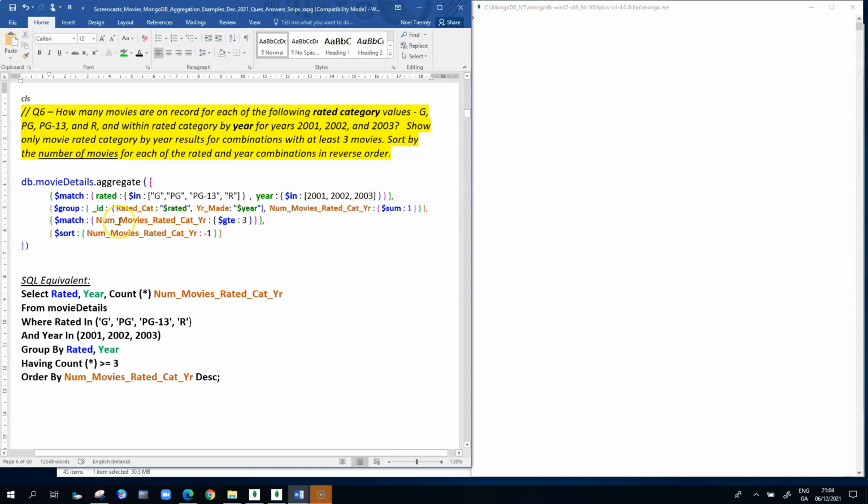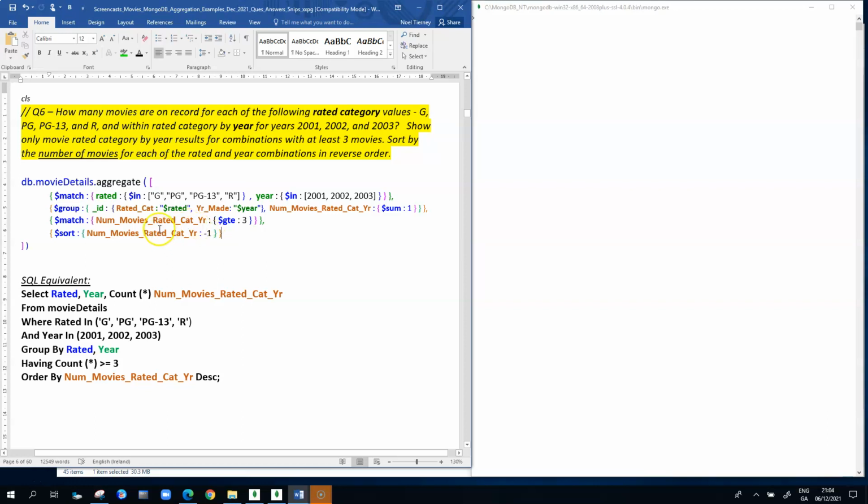Then obviously it's the same in my match stage. When the group stage is completed, I'm not interested in any results where the value is below 3. That's why my match stage focuses on num movies rated cat year greater than or equal to 3. And then the documents generated at that point are passed on to the sort stage. And again, it's the same num movies rated cat year, and it's -1 for descending order.